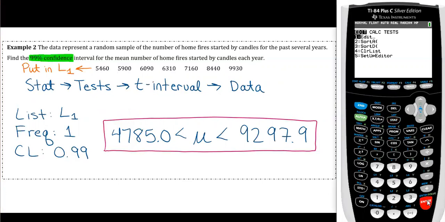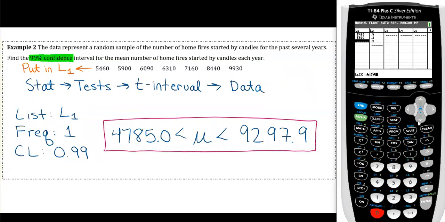So you'll go to Stat, Enter, and then I'm gonna clear out my previous L1, and then I'm just gonna type those numbers. Okay, I think I typed them all right. I'm just gonna double check. Yes, those all look good to me.